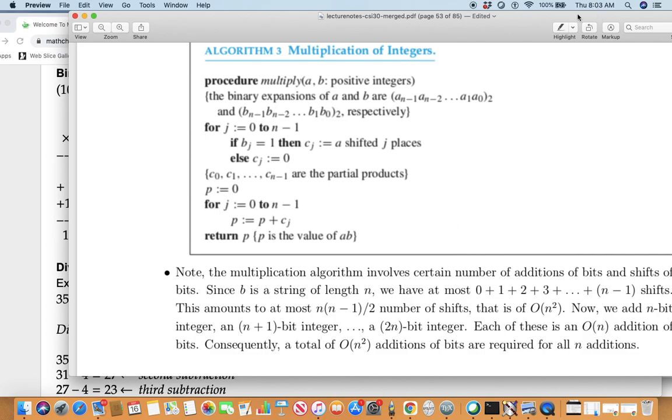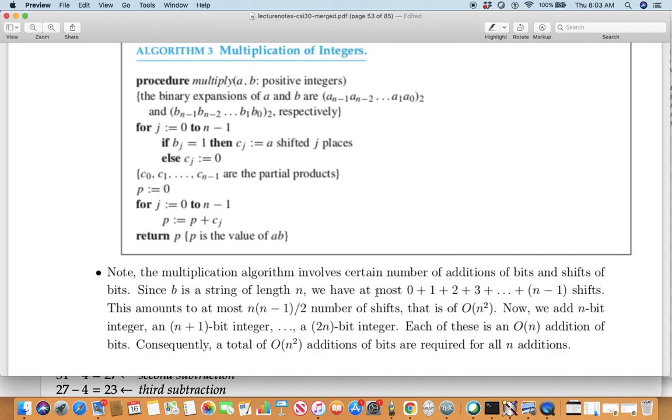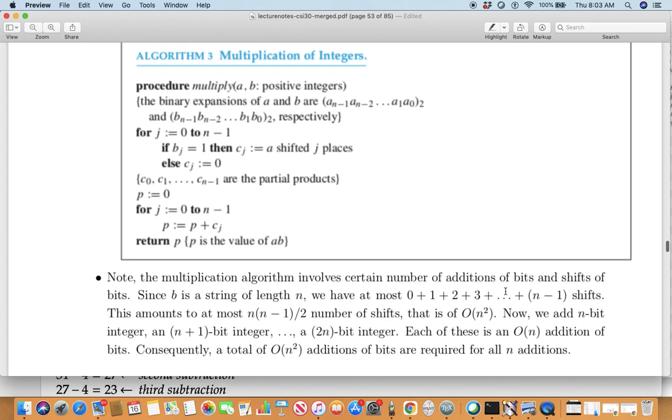That's all. Now let's look at the multiplication algorithm. How many additions of bits and shifts? Since b is a string of length n, we have 0 or 1 or 2 or 3 up to n minus 1 shifts. So adding all of them, that's n times n minus 1 over 2 number of shifts. So notice this is n times n, a polynomial of degree 2.